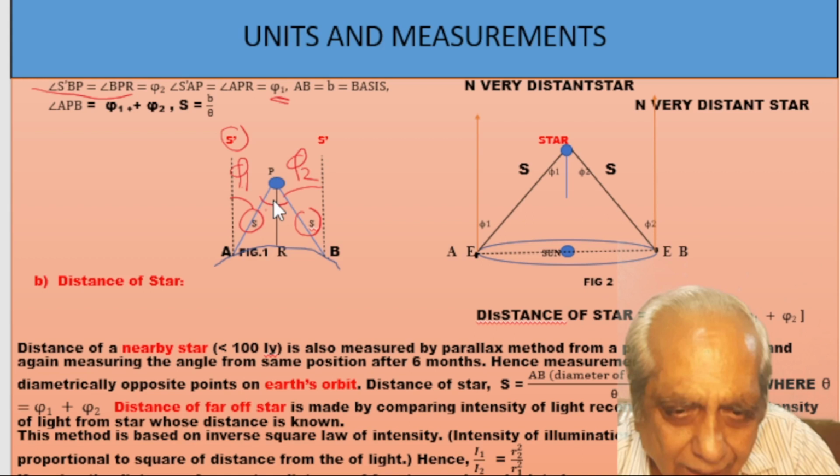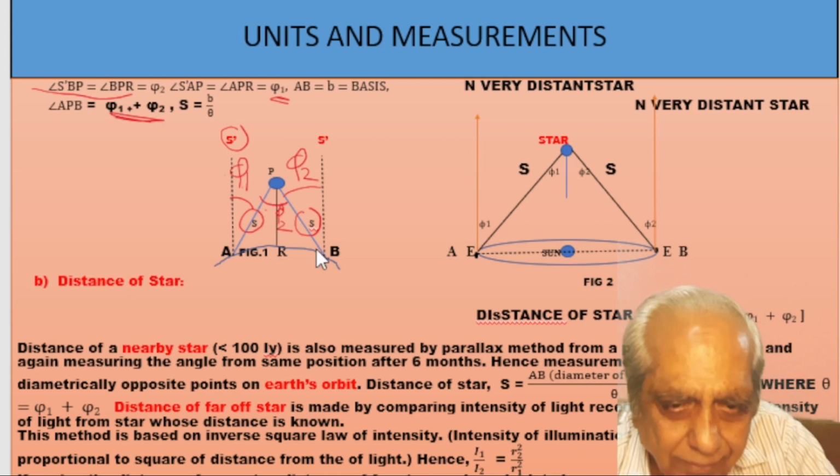So now I know this angle. Now the basis is AB. Basis is AB, the angle is this theta, so I will be able to get S. S equals B upon theta, as derived in the previous slide which I have shown you. Isn't it? Theta is the arc length opposite, so S is equal to B upon theta. So I know B, I know theta, I can calculate S.